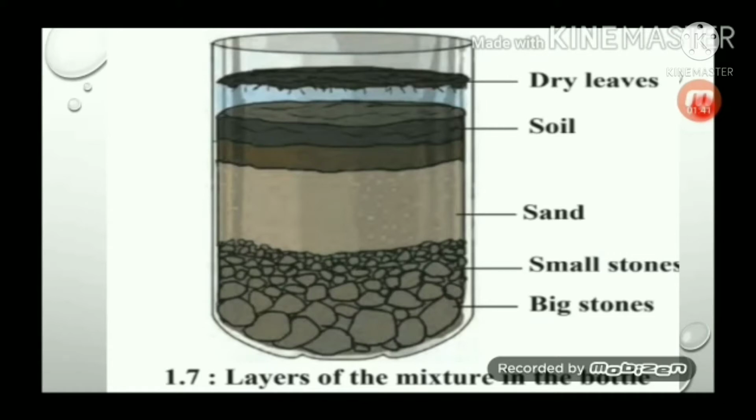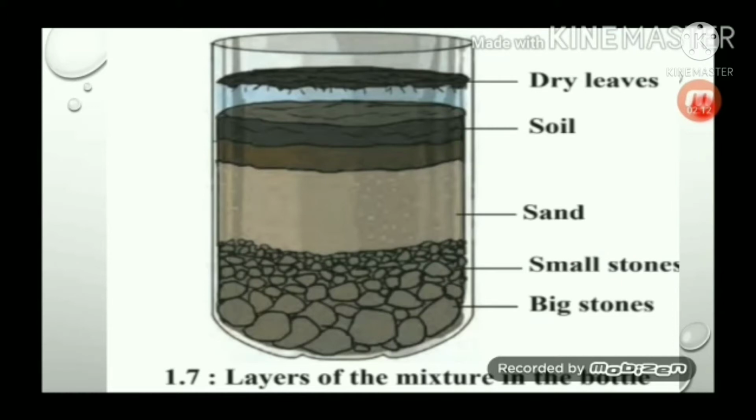Observe it the next day and answer: How does the mixture in the bottle look now? Do you see layers in it? What is seen in the different layers from top to bottom? You will see the layers of various materials form, that is dry leaves, soil, sand, small stones, big stones. The land on earth also looks like this. If a pipeline is being laid in your neighborhood, observe carefully the pit dug for this purpose.